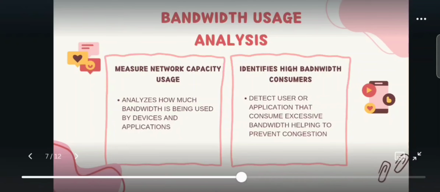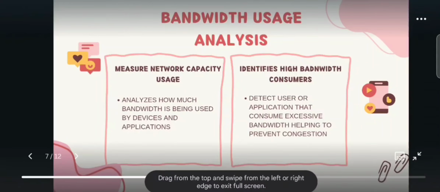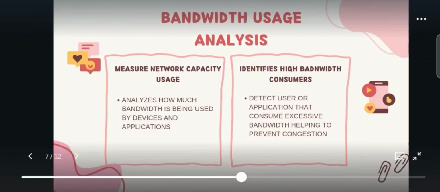Next, bandwidth usage analysis. Measure network capacity usage. Analyze how much bandwidth is being used by devices and applications. Second, identify high bandwidth consumers. Detect users or applications that consume excessive bandwidth, helping to prevent congestion. Next, I will share the video.